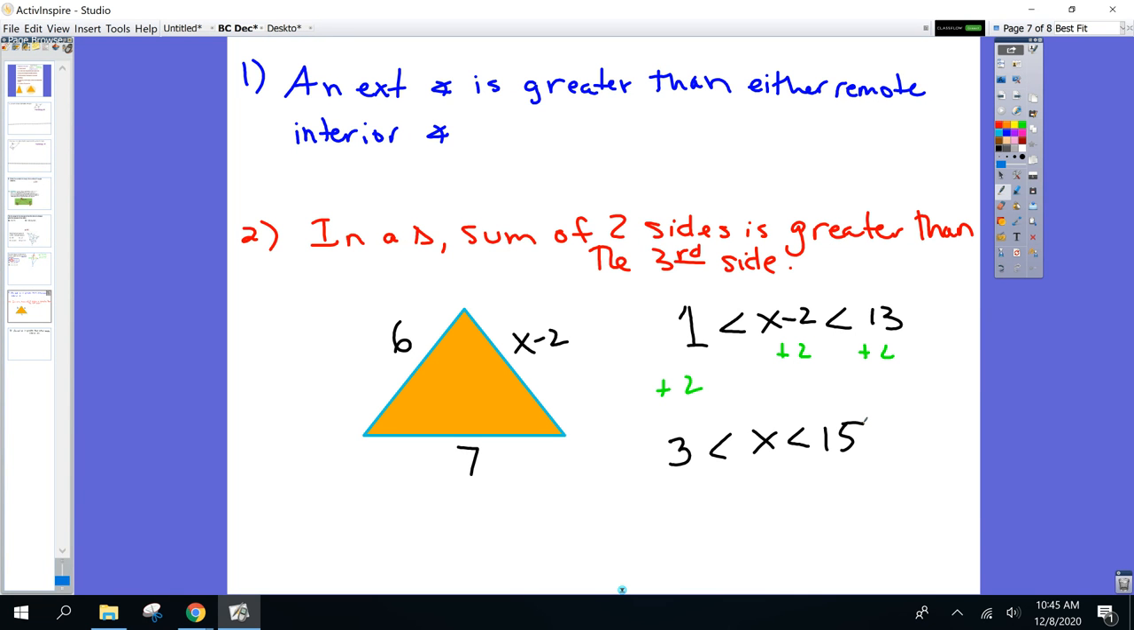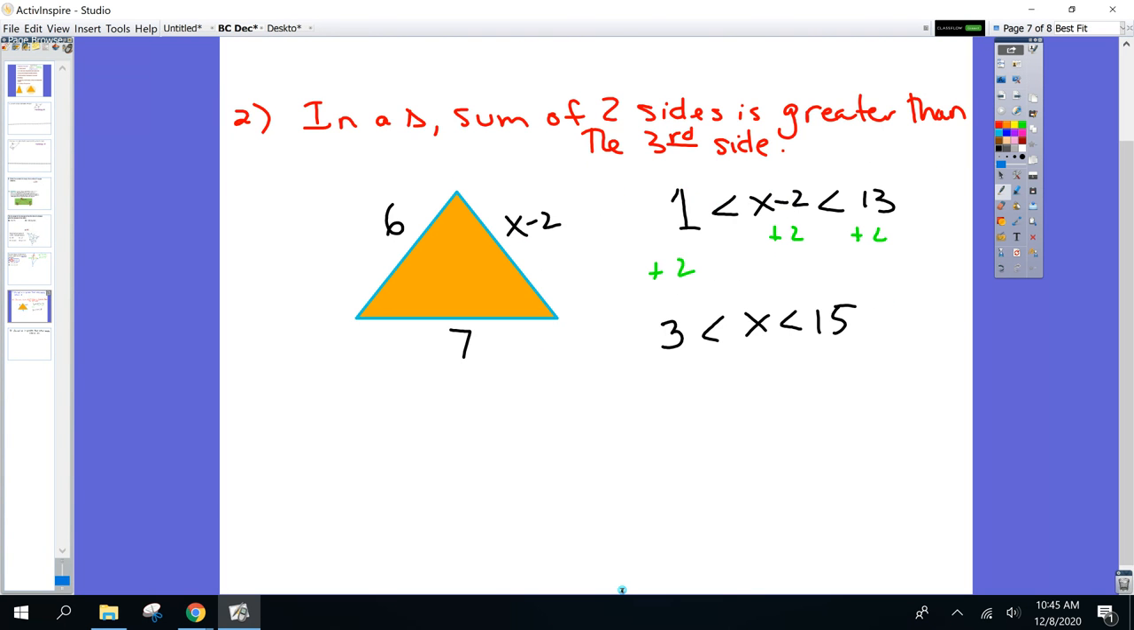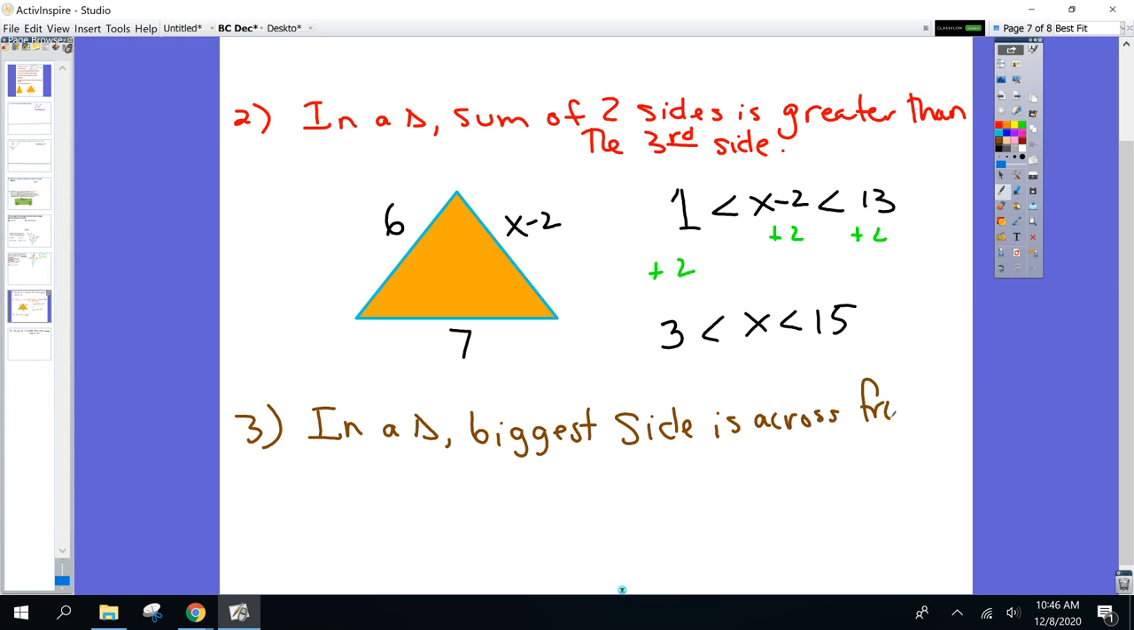We okay there? And the third and final theorem. After I write this down, we're going to go in your packet and do an example. In a triangle, the biggest side is across from the biggest angle. Or you could substitute in smaller if you wanted to. Biggest side is across from biggest angle.